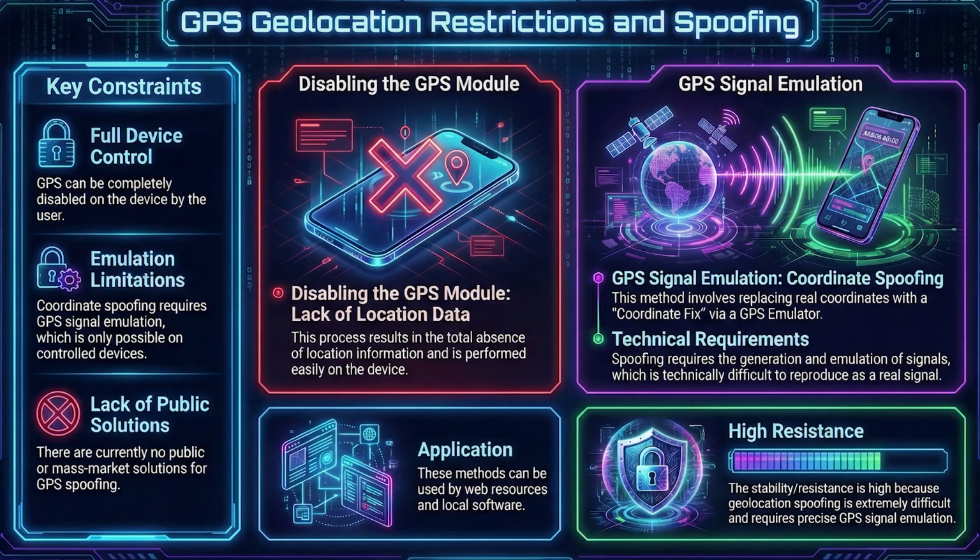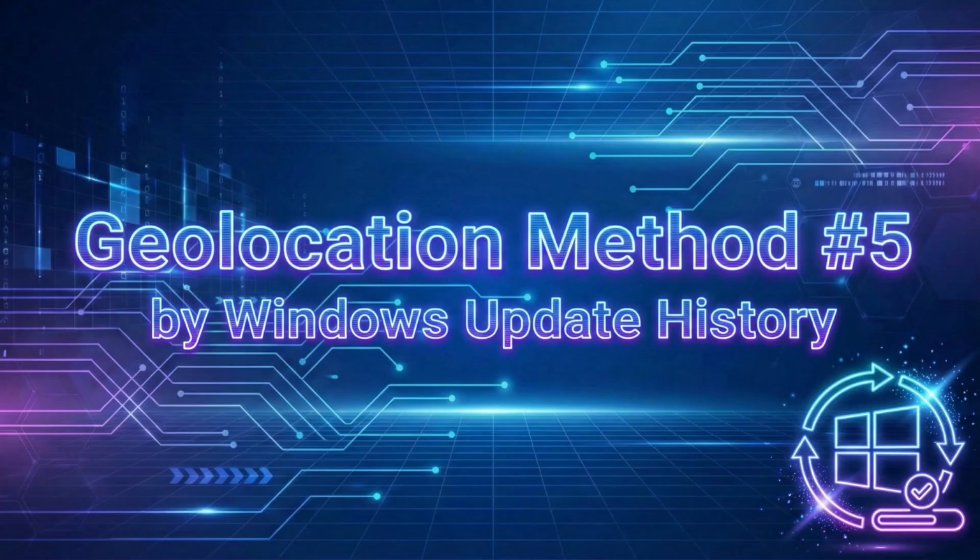Well, let's move on to the next method. Today, I'm trying not to spend too much time on deep matters, as our last webinar stretched for 3 hours. In this webinar, I want us to keep within 2 hours maximum and not bore you on this beautiful Saturday night. Geolocation method number 5 is geolocation using Windows Update History.